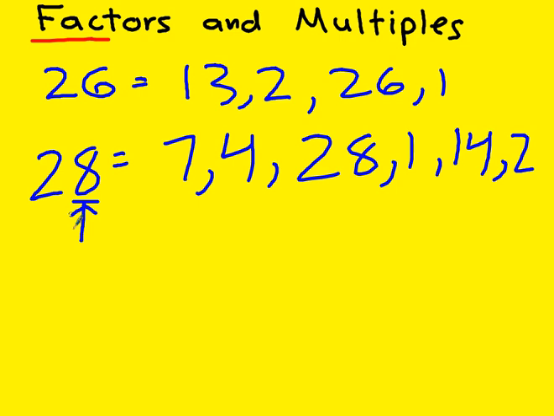Now, those are factors. Factors are the numbers that when you multiply them by another number, they get this number, okay? And you can also go backwards. They're numbers that you can divide this number by and get an answer that isn't a remainder. Now we're going to look at multiples. Now, the good news is multiples are easier.